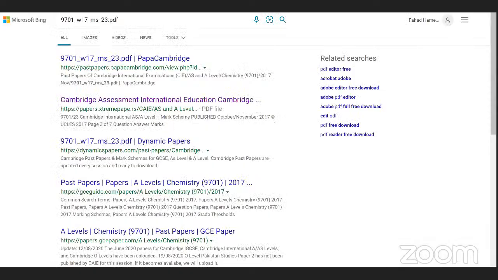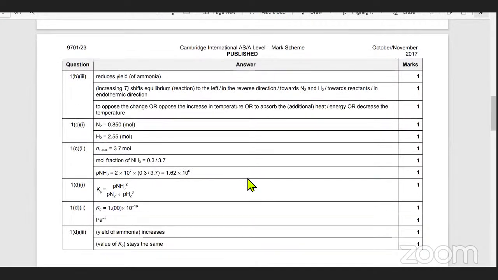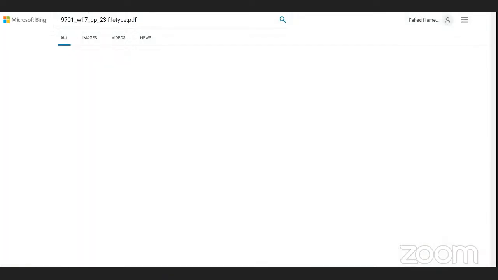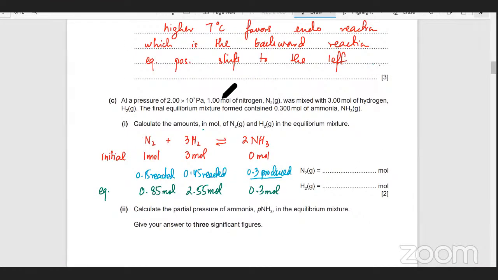So this one we were on which question? I think it was just the first part. So we got the same moles. It's 0.85 and 2.55, but it should be correct up to 3 significant figures. Since the accuracy was up to 3 significant figures, make sure you use the right number of significant figures. N2 is 0.850, and the other one is 2.55 moles.